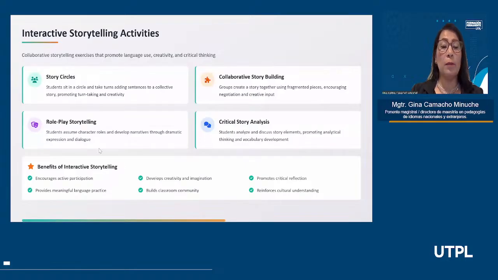Role-play storytelling. Students assume character roles and develop narratives through dramatic expression and dialogue. Okay, based on the story, they can create a dialogue from it. Collaborative story building. Groups create a story together using fragmented pieces, encouraging negotiation and creative input. Critical story analysis. Students analyze and discuss elements in the story, promoting analytical thinking and vocabulary development.